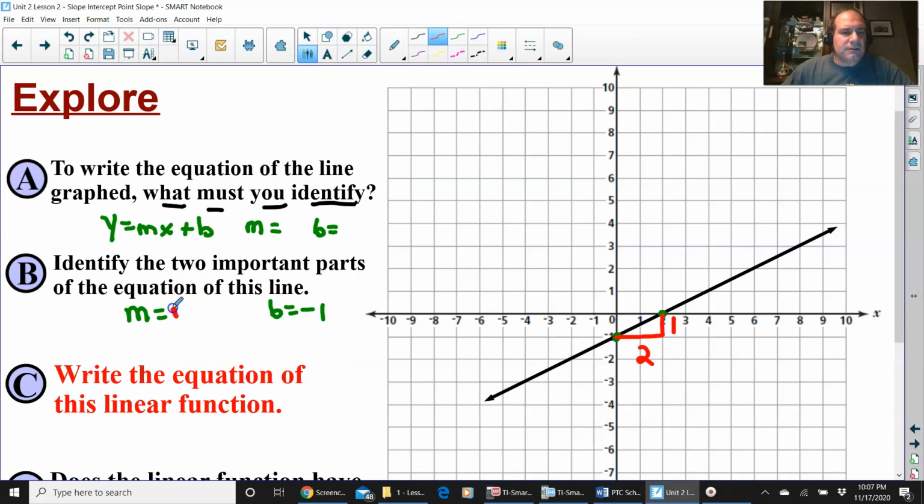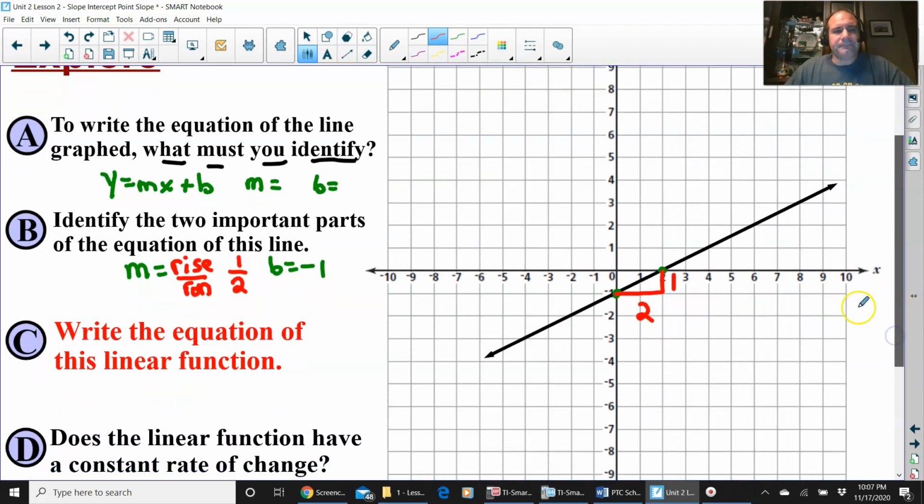So my rise over run is 1 over 2. Rise is 1, run is 2. It's positive because this line is going up from left to right. The y-intercept is -1. What is the equation of this line?